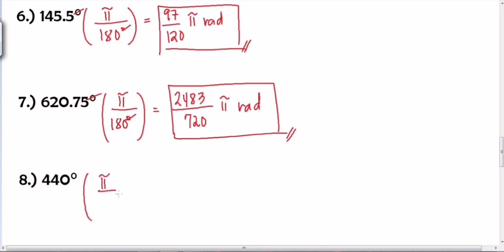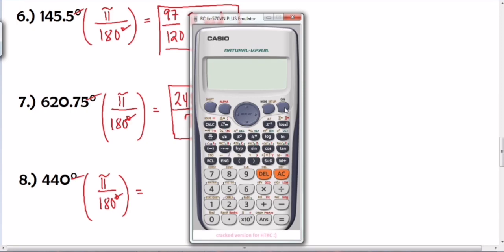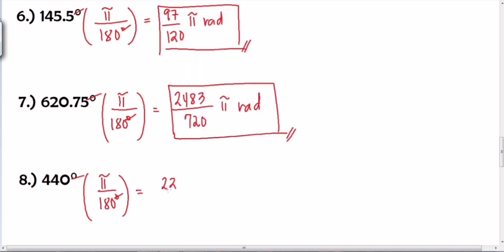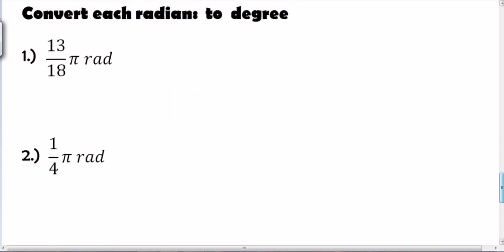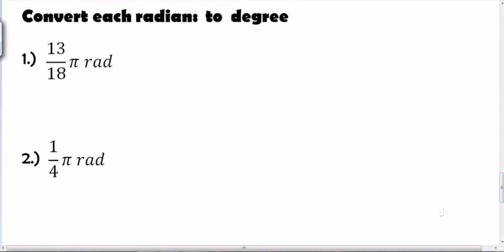So, again, multiply this by pi over 180 degrees. So, canceled si 180 and then salpak yung natitirang values which is 440 over, ayan, 180. So, the answer is 22 over 9. So, 22 over 9 and then do not forget the pi. So, pi and then yung units na rad.